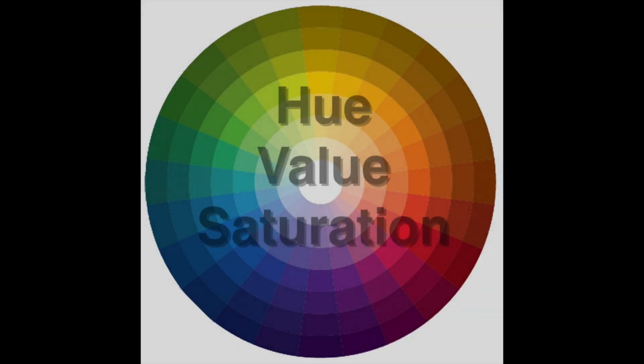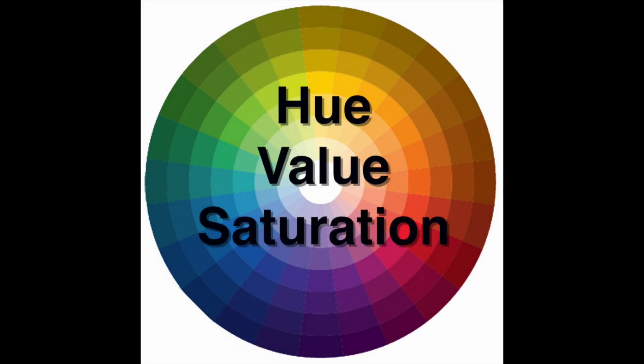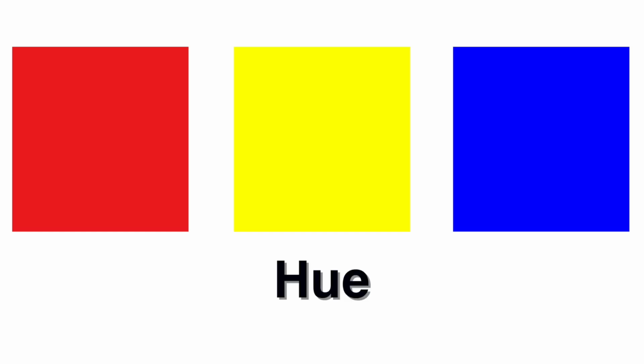Before we go any further, we should jump into a little bit of color theory. Every color has three aspects: hue, value, and saturation. Saturation also referred to as intensity or chroma. We need to be able to separate out each of these aspects to really understand a color.